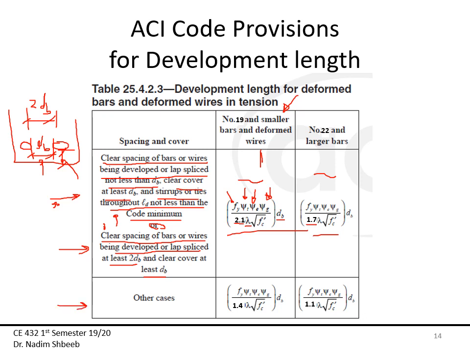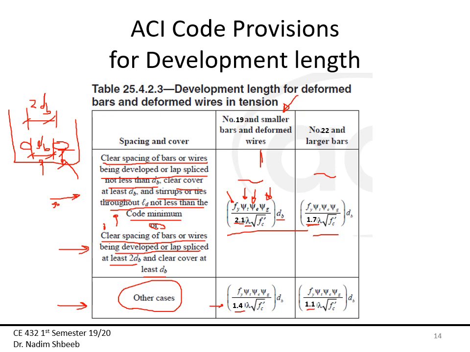For this case right here, which says other cases, if you do not want to check whether you have all of these conditions, then you can just run down this table and use this equation right here. Obviously, you can see instead of using 2.1, I'm now using 1.4, which will mean more development length. And this was 1.7 and dropped down to 1.1.